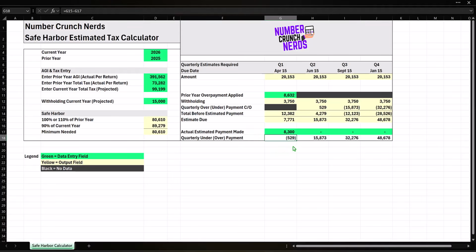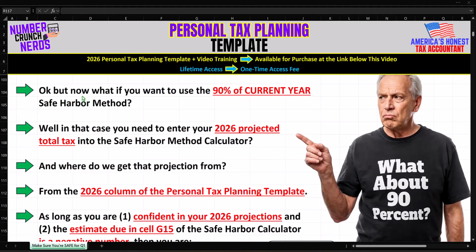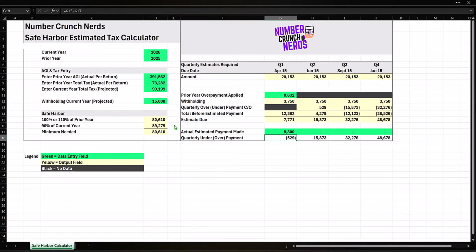That gives me about $500 of cushion that could apply to Q1 if I need it, but if I don't need it, it will just end up carrying over to Q2 and applying over there. Okay, but now hold on just a second. What if you want to use the 90% of current year safe harbor method? Going back over here, I'm not sure that everybody picked up on this yet.